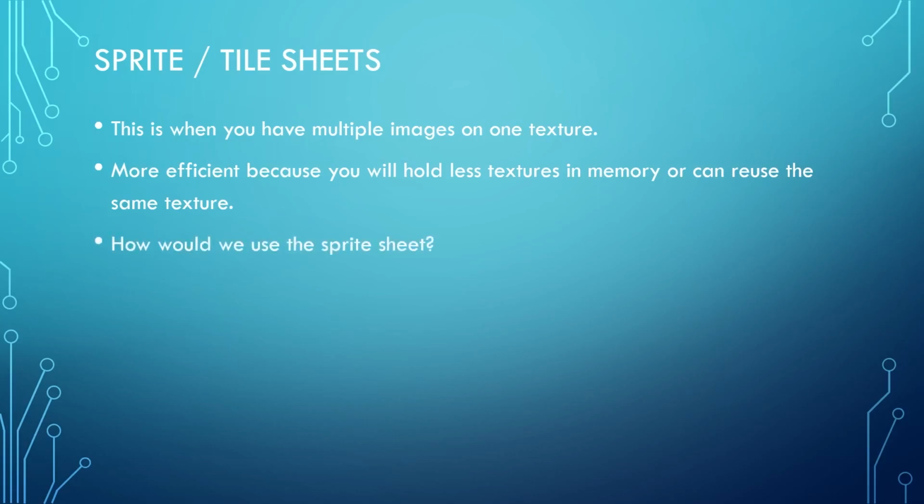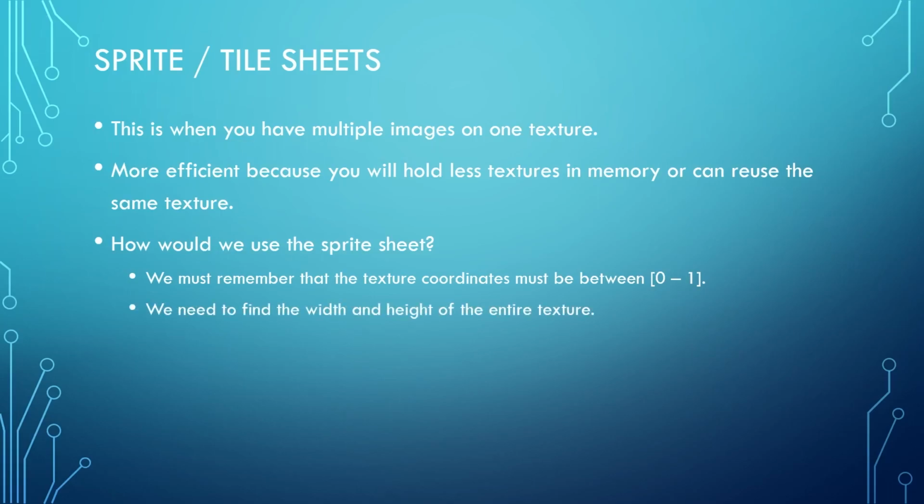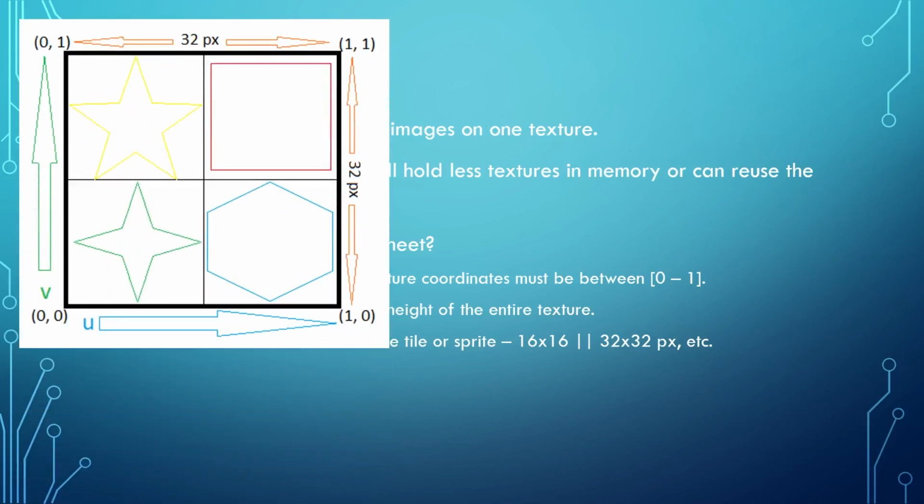So how would we use this sprite sheet? Remember that texture coordinates are from 0 to 1. So we also will need the width and height of the entire texture. We'll also need the desired size of the tile or sprite. Let that be 16 by 16, 32 by 32 pixels, etc. So take this image here for instance. As you can see, the image has a width and height of 32 by 32, and there are 4 separate textures. The textures in this case are equally sliced into 16 by 16 tiles.